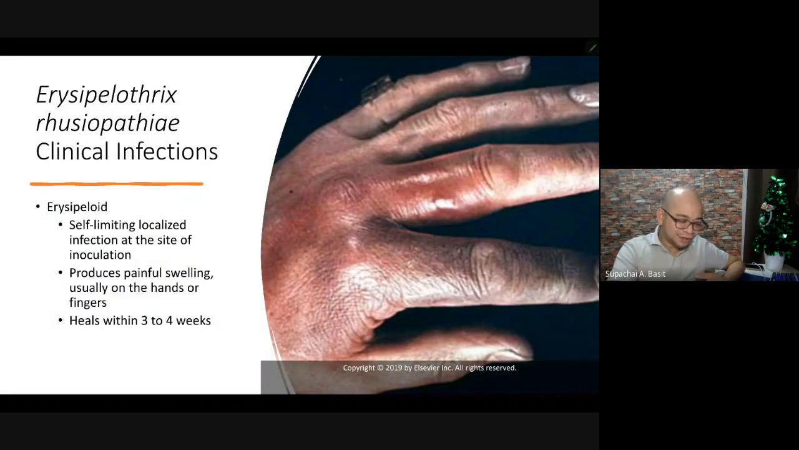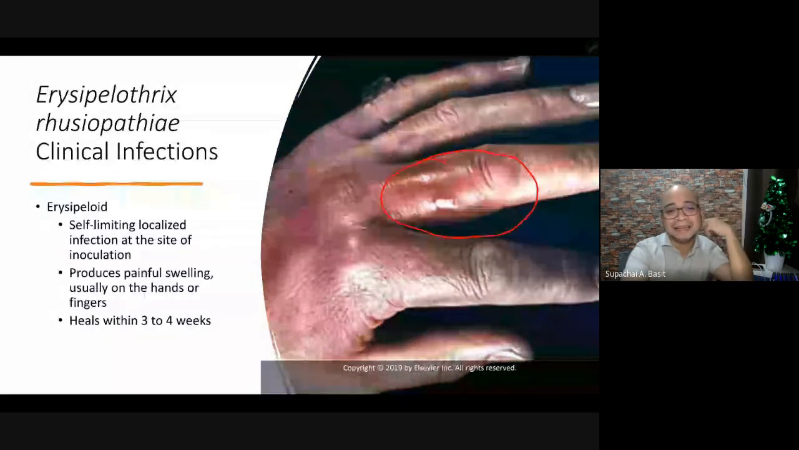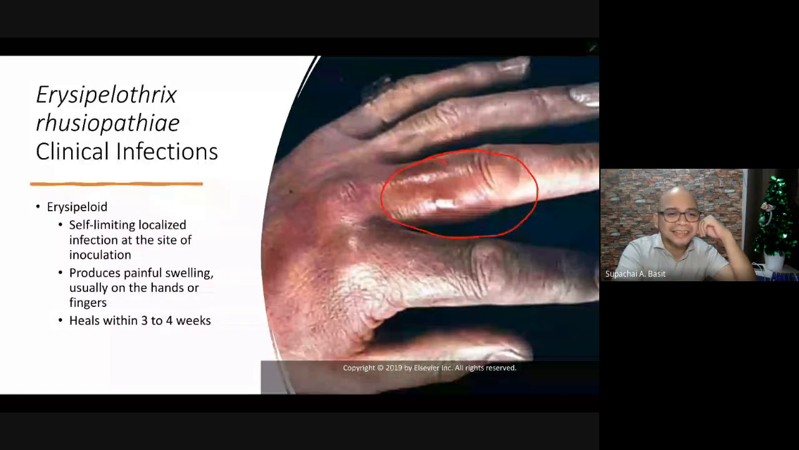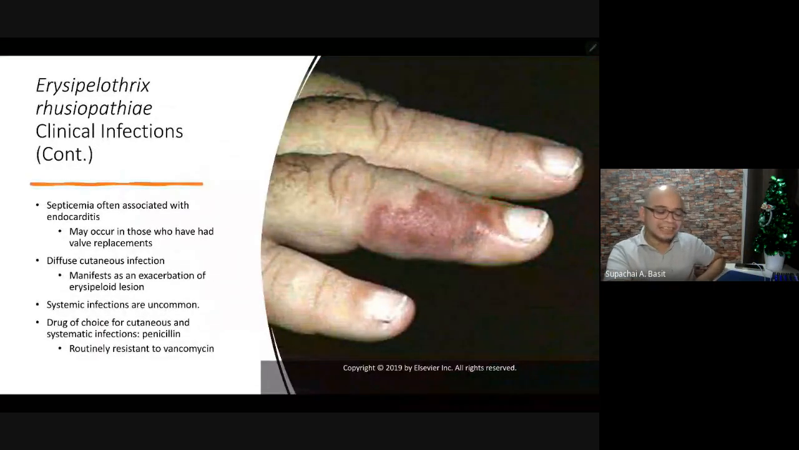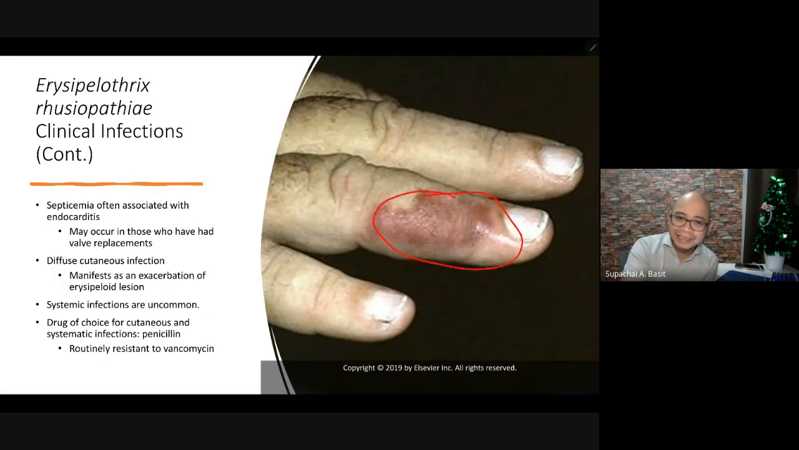So this is an example of erysipeloid. You see, it's not really a rash, but more of a painful swelling usually found on the hands or fingers. So it's not a rash, I stand corrected. It's more like a red discoloration. It's a self-limiting localized infection at the site of inoculation. Meaning, maybe there was a cut or scratch here, then Erysipelothrix rhusiopathiae entered, which could heal within 3 to 4 weeks. So it's another example of erysipeloid. Erysipeloid is a local infection, which would heal by itself.